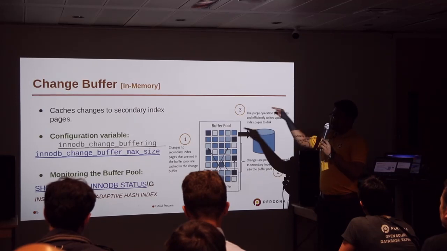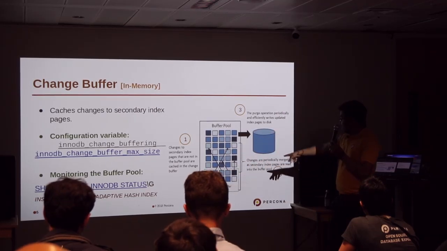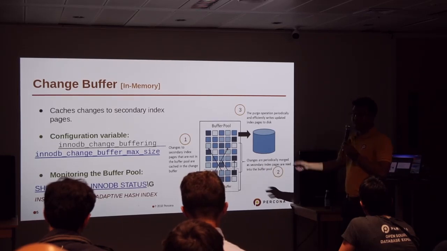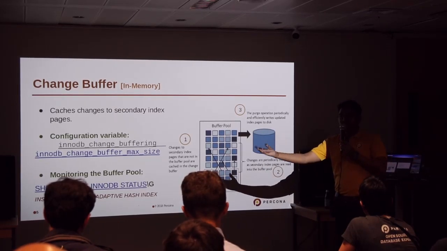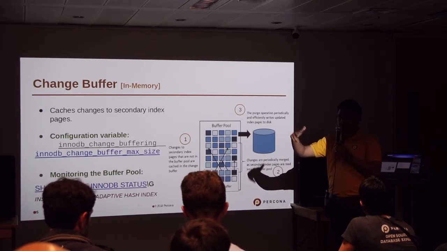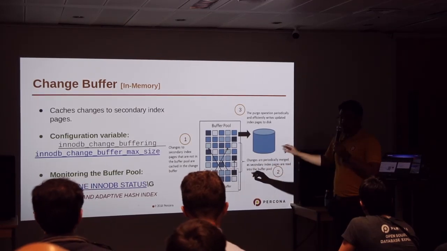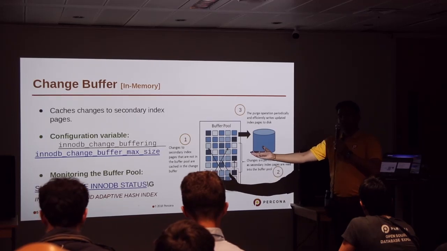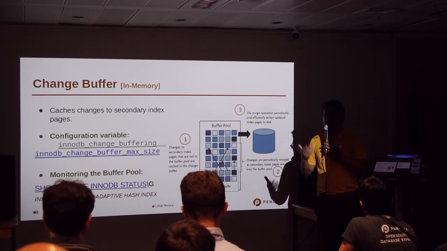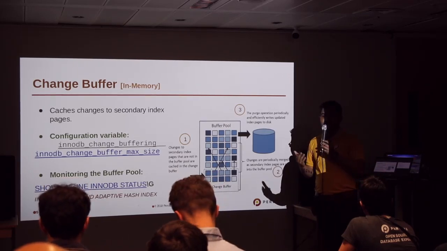So that's the reason we have this area, the change buffer, where we keep index changes. Whenever the next query accesses the same data, I pull that data into my buffer pool, and the change buffer will merge those changes into my data files. That's how I avoid frequent IO on disk for the secondary indexes.